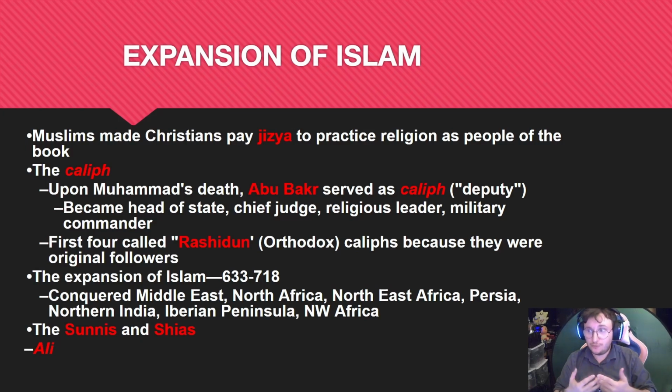Now, the first four Rashidun, or Orthodox Caliphs, were some of the original followers of Muhammad, people who knew Muhammad in life and were similar to the apostles of Jesus, such as Paul and Peter, and they became the next four Caliphs. Between 633 and 718 CE, they're going to conquer the Middle East, North Africa, Northeast Africa, Persia, Northern India, the Iberian Peninsula, which is Spain, and Northwest Africa. But like most religions, they're going to split into the Sunnis and the Shias.